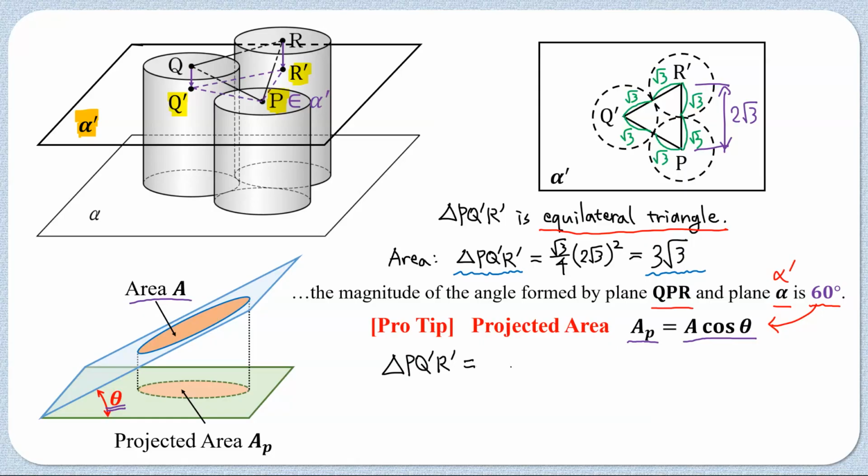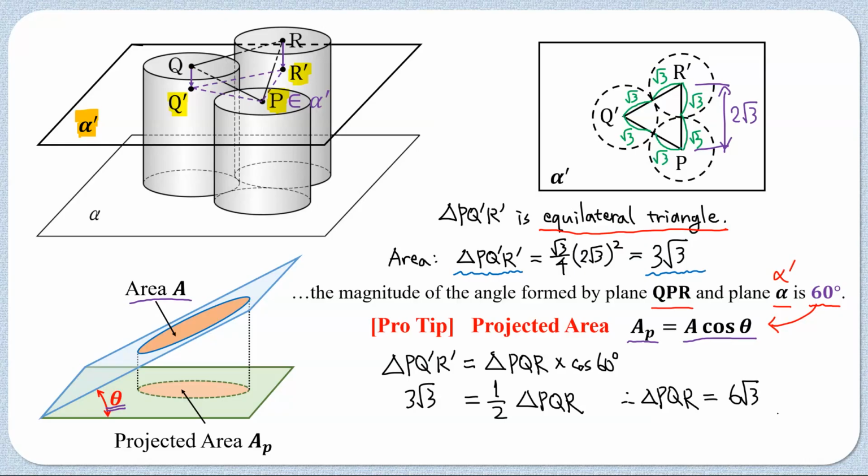PQ'R' is equal to the original area PQR times cosine 60 degrees, and the projected area is 3 square root of 3, so this equals 1/2 times triangle PQR, which gives the area of triangle PQR as 6 square root of 3.